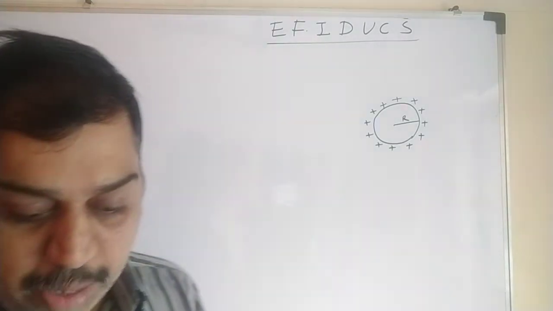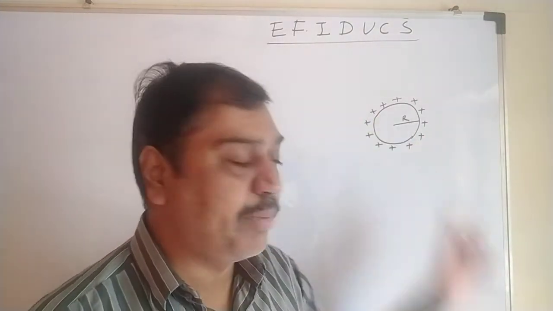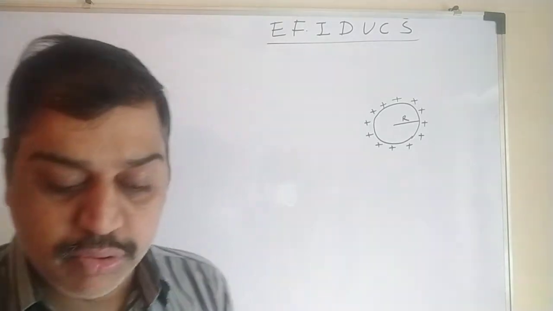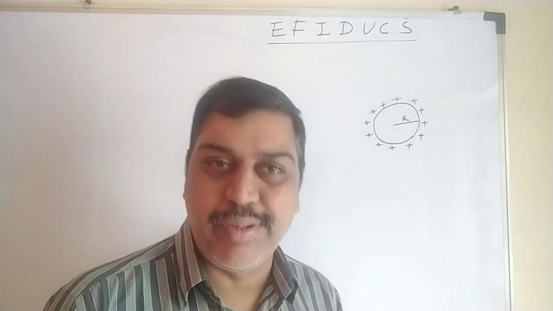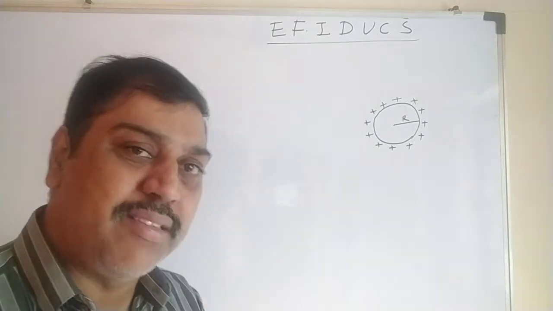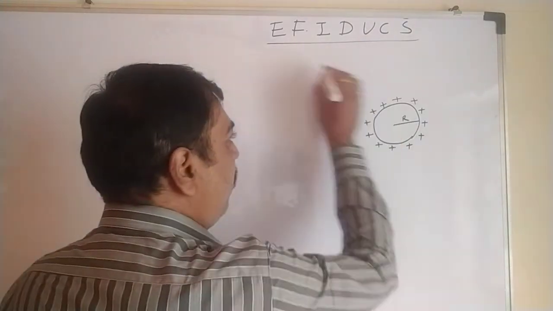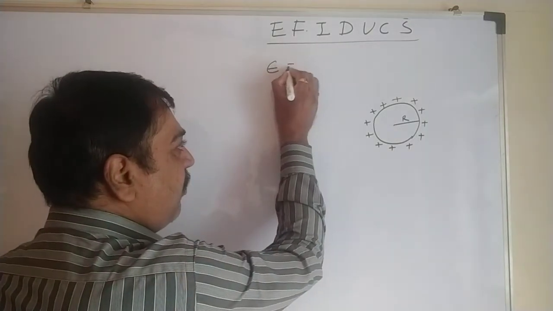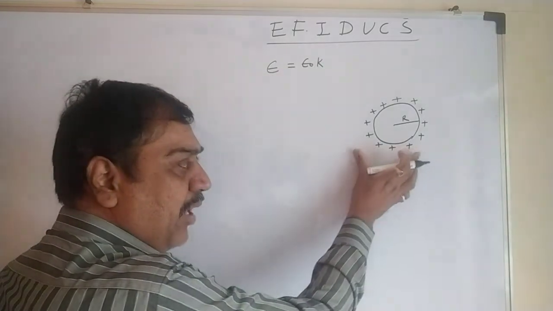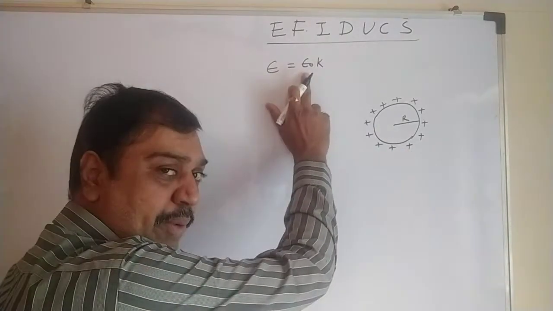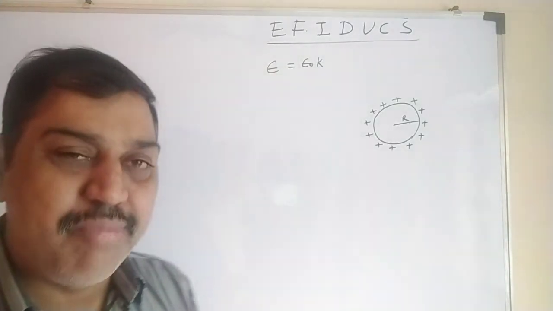Now, let us consider this uniformly charged sphere, a charged hollow sphere or solid sphere of metal, is kept in a medium whose permittivity is epsilon, and this is equal to epsilon 0 into K. Epsilon is the permittivity of the medium where the sphere was kept, epsilon 0 is the permittivity of vacuum, and K is the dielectric constant of that medium. That we already know.